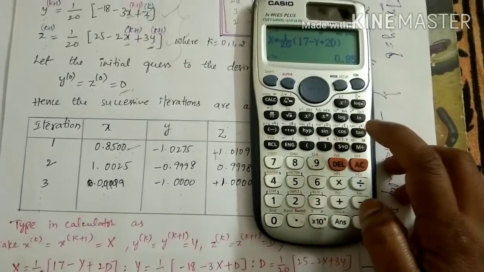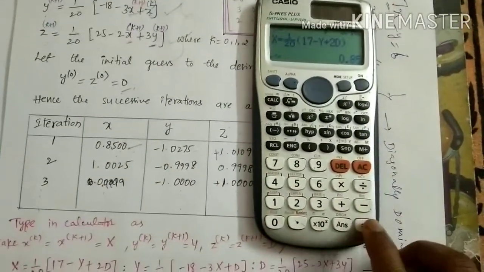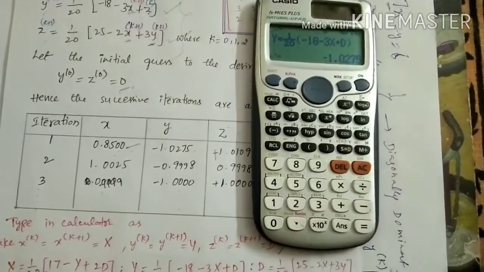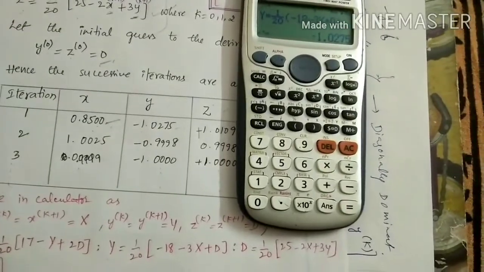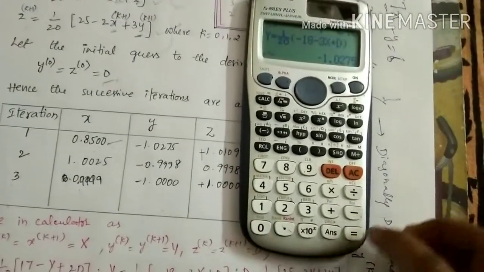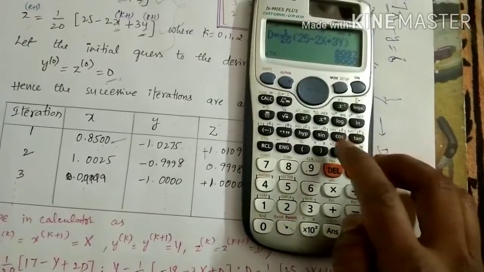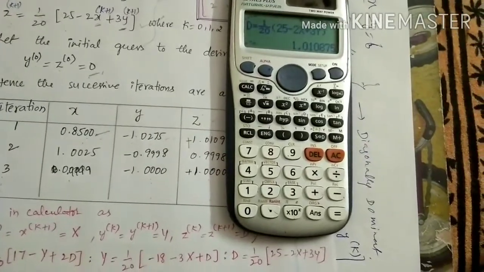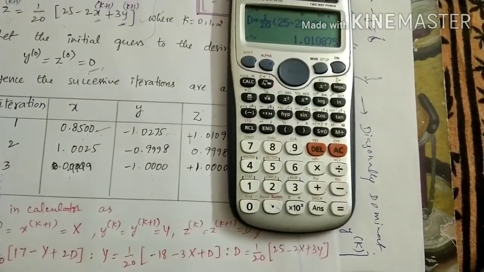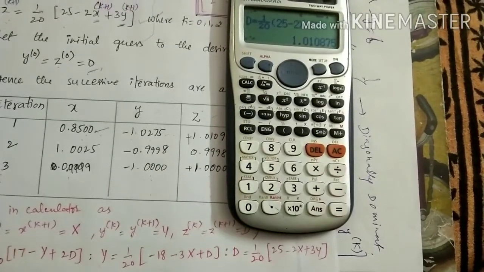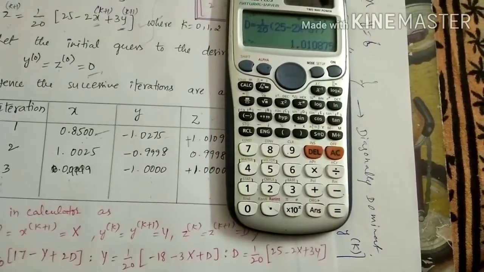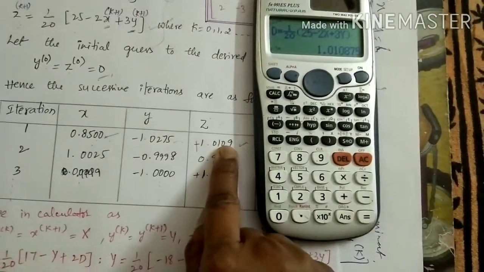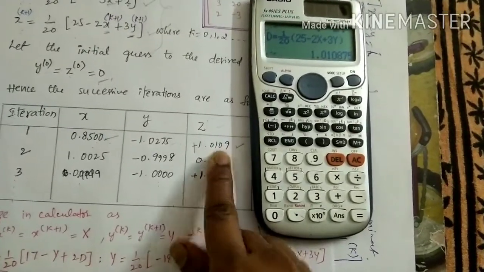Then we see x value as 0.85. Note down the value and press equal to. So we are converting this to decimal. We see the value as minus 1.0275. Again press equal to and convert to decimal. We see the value 1.010875. Rounding this value to 4 decimal places, it can be taken as 1.0109. So we have taken all the first iteration values.